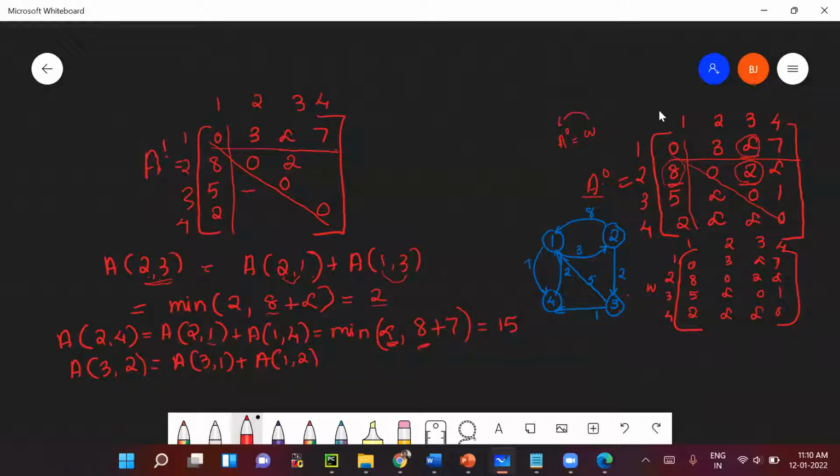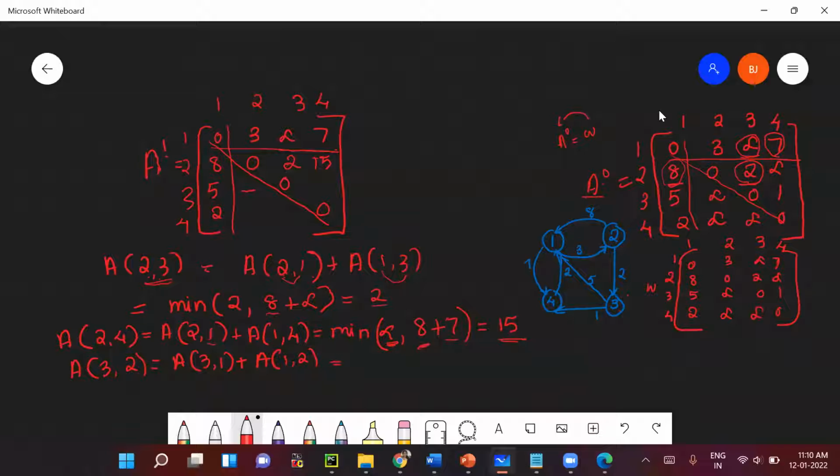Now what is 1, 4? 1, 4 in A0 is 7, right? So which among these is minimum? You know that, so the two values are infinity and 15, which is minimum 15. So we are going to update in A1 15. Similarly, you are going to find what is 3, 2. What is 3, 2? We are going to split and write A of 3, 1 plus A of 1, 2.